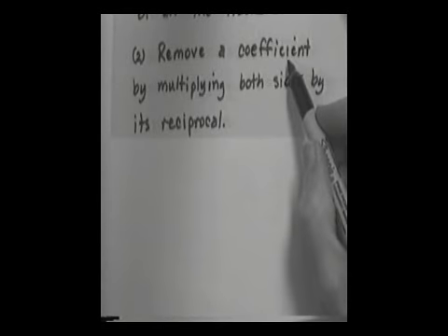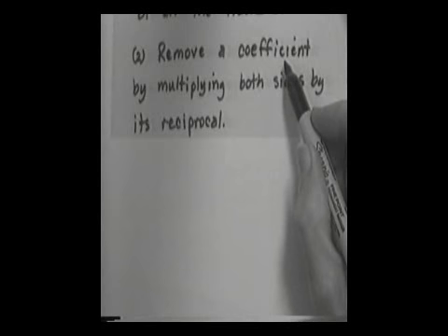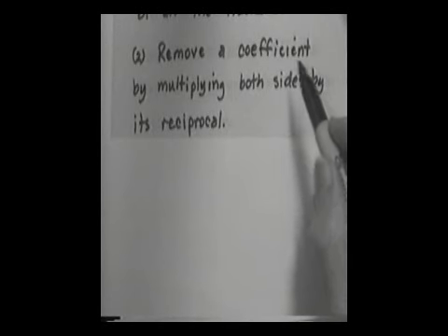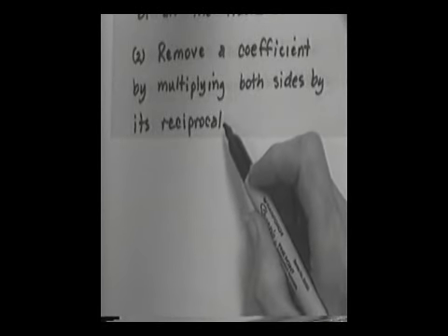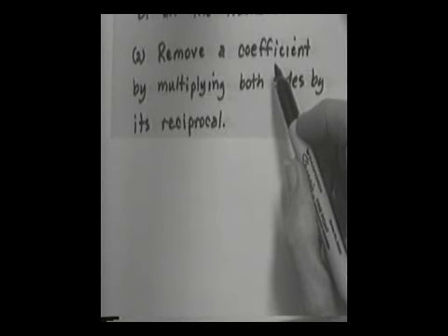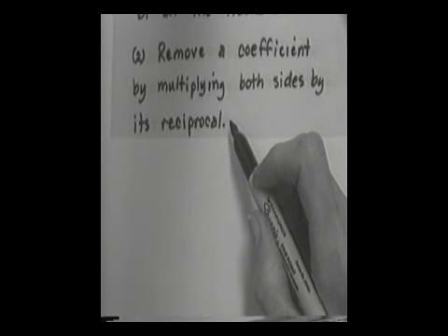The coefficient may be a fraction, maybe 3/4. We can remove a coefficient 3/4 by multiplying both sides of the equation by its reciprocal. The reciprocal of 3/4 is 4/3. If we chose to remove the coefficient 3/4 by this process, we would multiply both sides by 4/3.